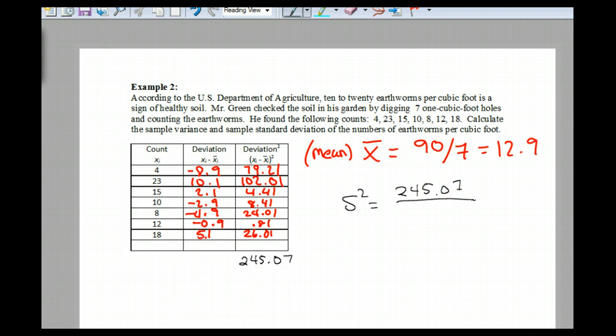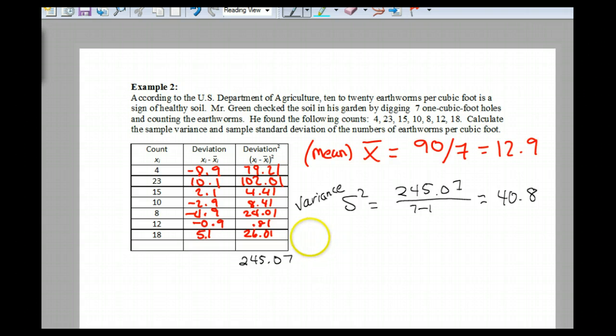Why is there an extra column? Oh, I think if you wanted to put your sums down there, you could. Extra row. Yep. So this is going to be divided by 7 minus 1, right? n minus 1. So 245.07 divided by 6, and you should get 40.8. That's the variance. And then you do the square root of 40.8.